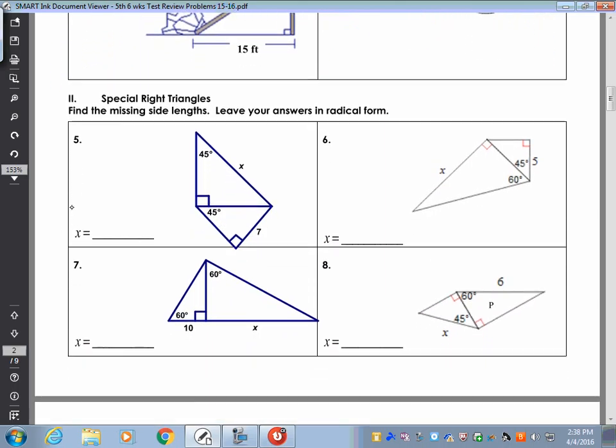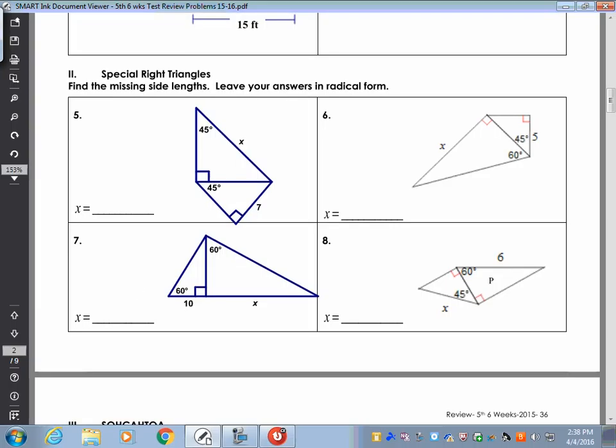Now, this next section is using special rights. You're going to have to start with the side that's given to you, label all the parts of that triangle, and then move on to the next triangle. It might help to separate them. So if I start, the side that's given to me is 7.